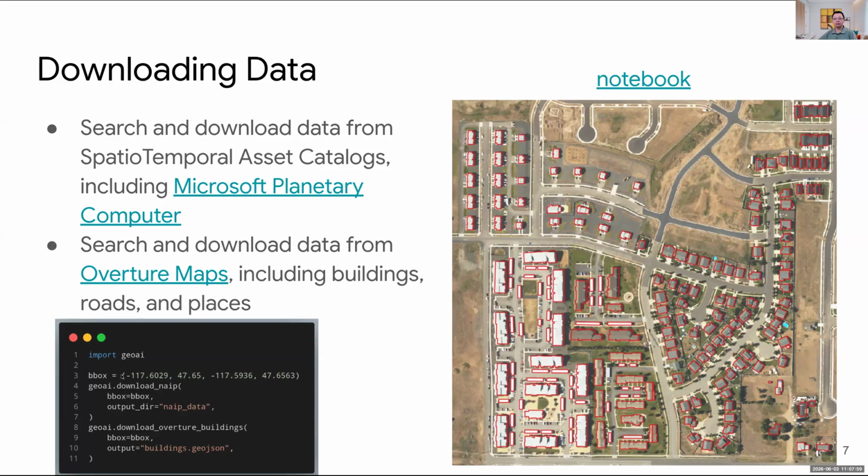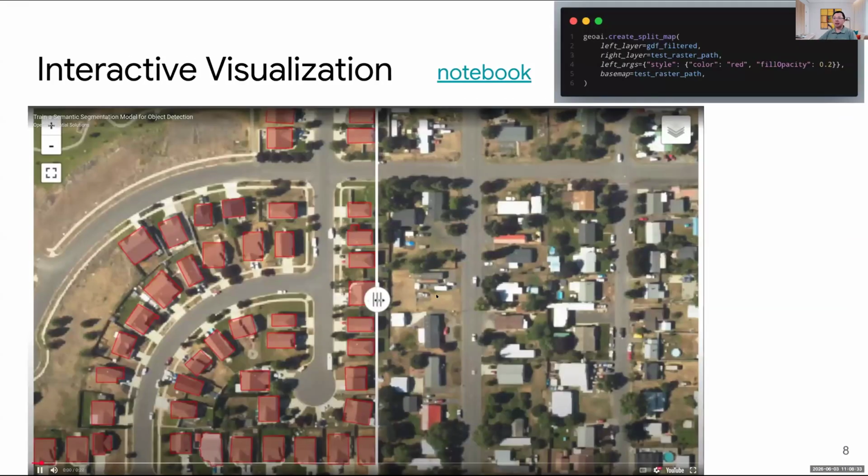So all you need to do is specify a bounding box, for example, your area of interest, then call one line of code to download the imagery from Planetary Computer, and then also download the building data. So essentially, you just need 4 lines of code to get the data downloaded. Of course, the NAIP imagery is just for the United States, but you can also download Sentinel and other data for other countries as well, as long as Planetary Computer has data available.